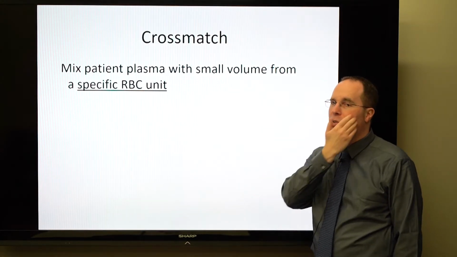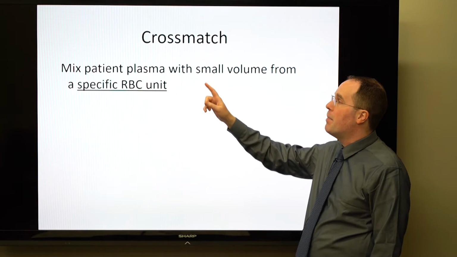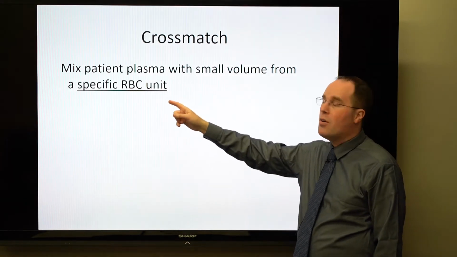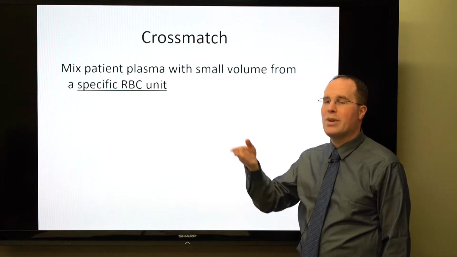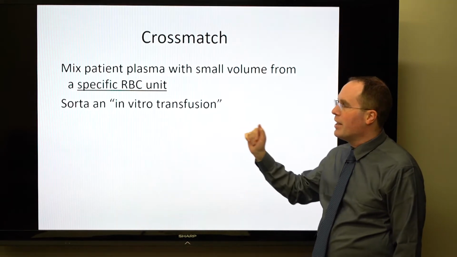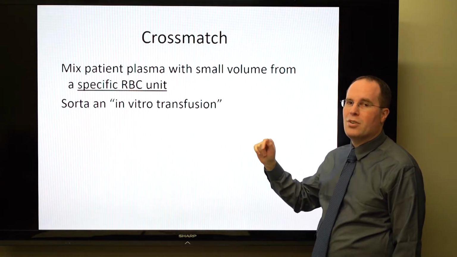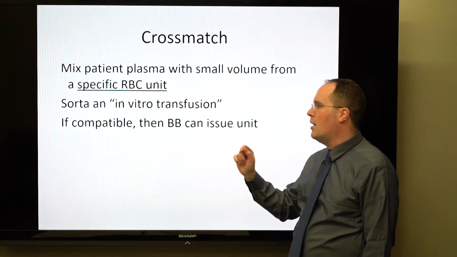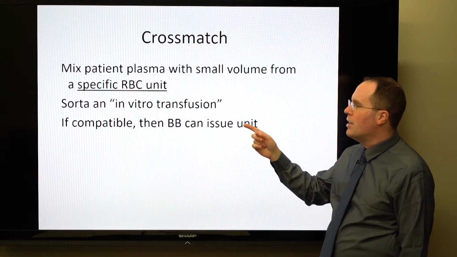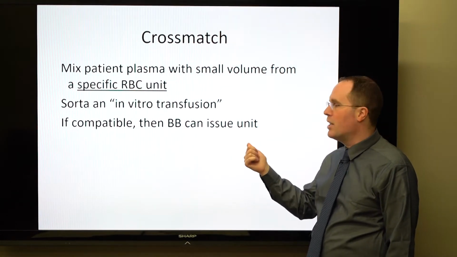So in the cross-match, what do we mix together? We mix together patient plasma with a small volume of red cells from a specific unit of red cells, right before we issue that unit. It's sort of like an in vitro transfusion. We want to make sure that if there are any troubles, we discover them in the lab, not in the patient. And if the cross-match is compatible, then we can issue that unit.